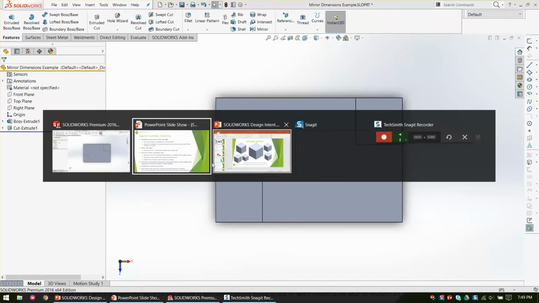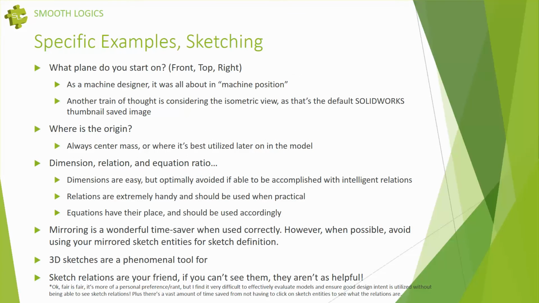So it's frustrating to me when a lot of people don't have sketch relations shown, and then I come over to help them with something, and I have no idea what's going on with their model, because you can't figure out any design intent. Everything could be fixed on the screen, literally fixed, and you'd have no idea.